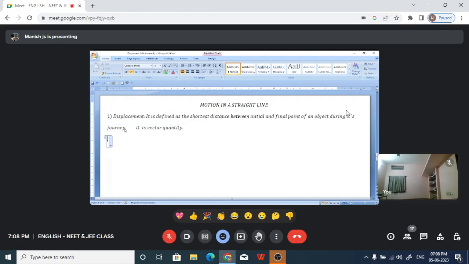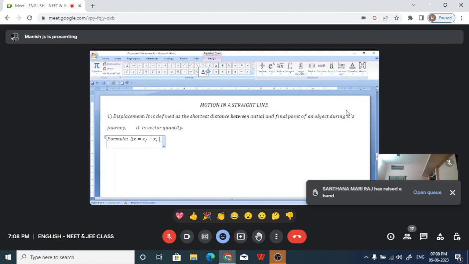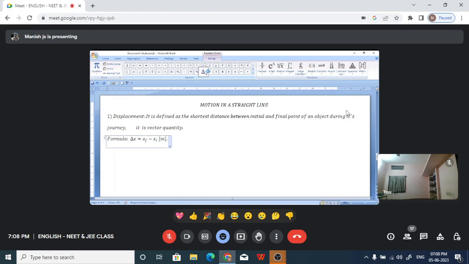Now coming to the formula of displacement, it has a simple formula also. This is the formula. It is represented using delta x, where delta x is the change in position, that is final position minus initial position. I'll write this as xf minus xi. So change in position will give you the corresponding displacement of an object. And what is the SI unit? The SI unit is meters. Good. That's all about displacement.